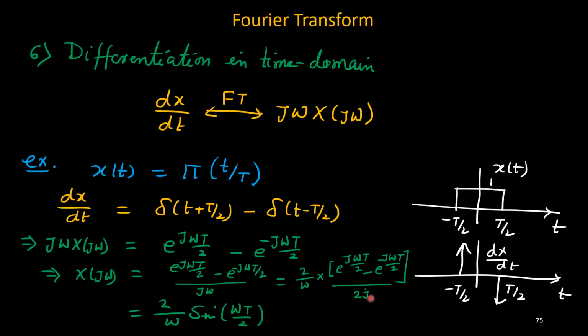So now I can consider 2j here, so this will become the sine part. As I have considered 2 here, I need to multiply by 2 here, so this is becoming 2 upon omega, and this is becoming sine omega capital T by 2. Right? So I have obtained the same thing using the differentiation property. You can notice that I have not used any integration. Just using the properties only, I can find out the Fourier transform of this kind of rectangular signal.